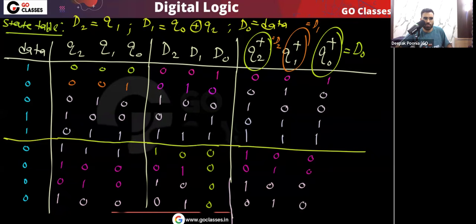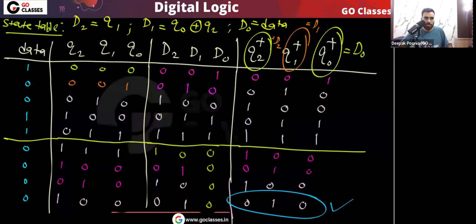Now remember what the question was asking. The question was asking that this is the data input for the next 9 clock cycles, and after 9 clock cycles, what will be the state? So you can see after 9 clock cycles, this 0, 1, 0, this will be the state.